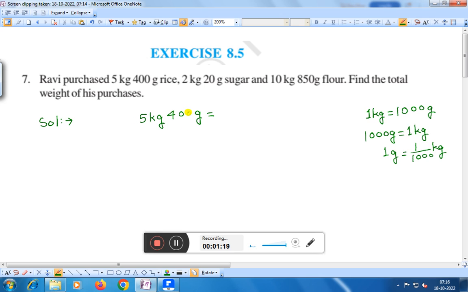So here you see 5 kg 400 gram is 5.400 kg, right? Next one is 2 kg 20 gram sugar. We will convert into kg, that is 2.020 kg, right? Next one is 10 kg 850 gram flour, right?